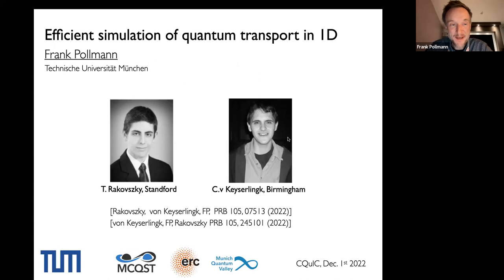So as mentioned, I want to talk about efficient simulations of quantum transport, and what I want to show in particular is that certain far out of equilibrium properties of quantum many-body systems can actually be evaluated efficiently on classical computers. And the key idea that makes this possible is that we can help an algorithm to efficiently forget information that is not required for our purposes. So this is basically the point I want to make.